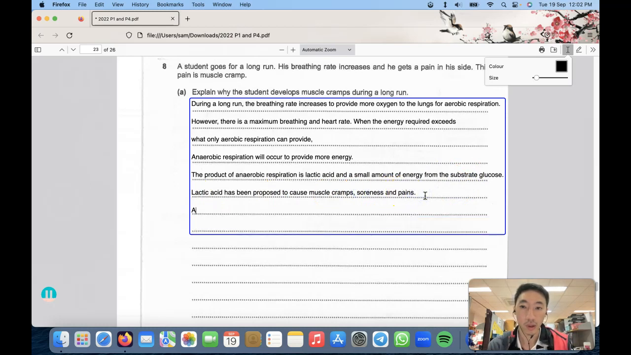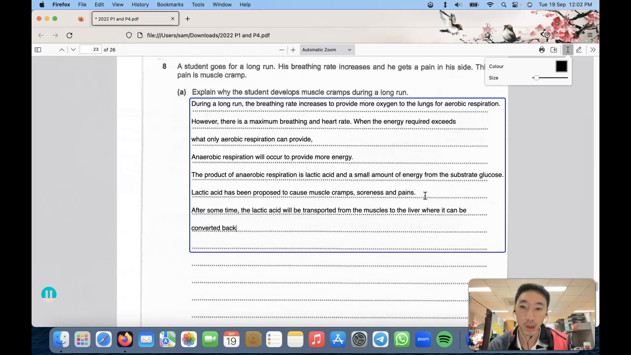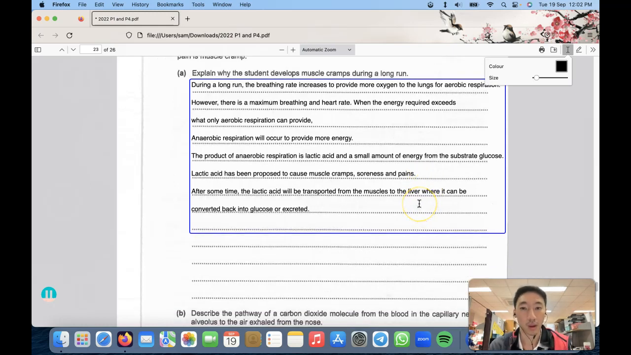After some time, the lactic acid will be transported from the muscles to the liver, where it can be converted back into glucose or excreted through the kidneys.